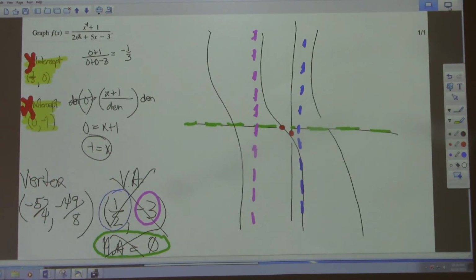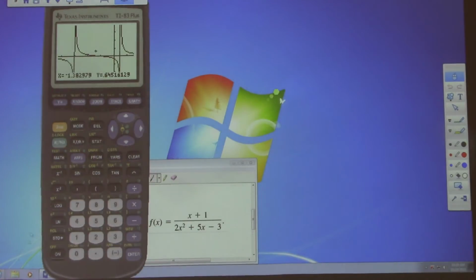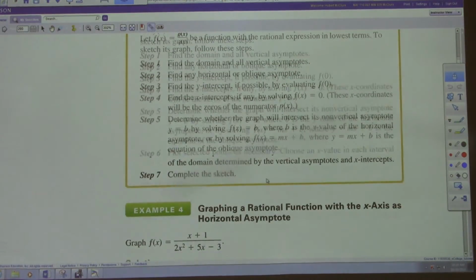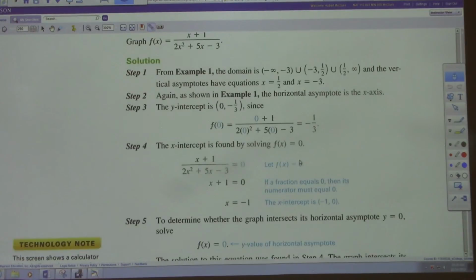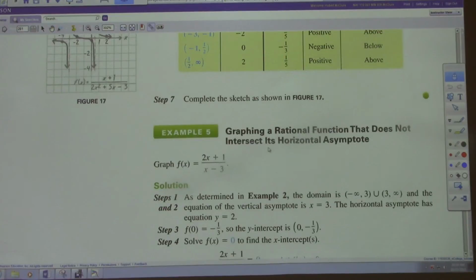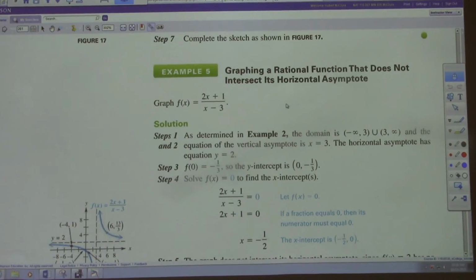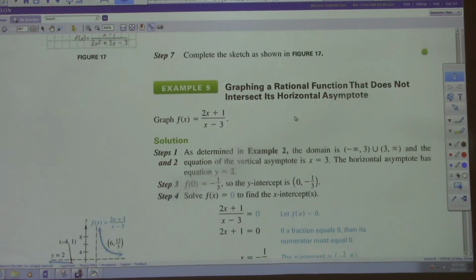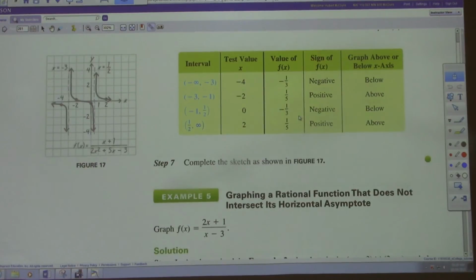Let's do a nerd. All right, try that one. Everything. 2x plus 1 over x minus 3.